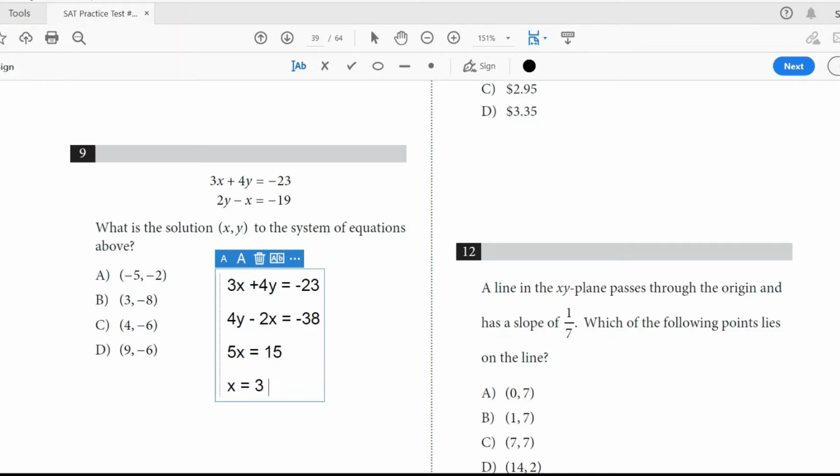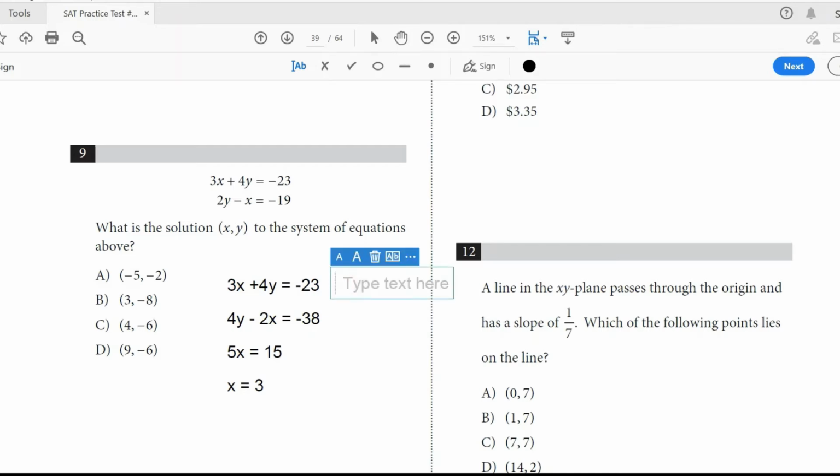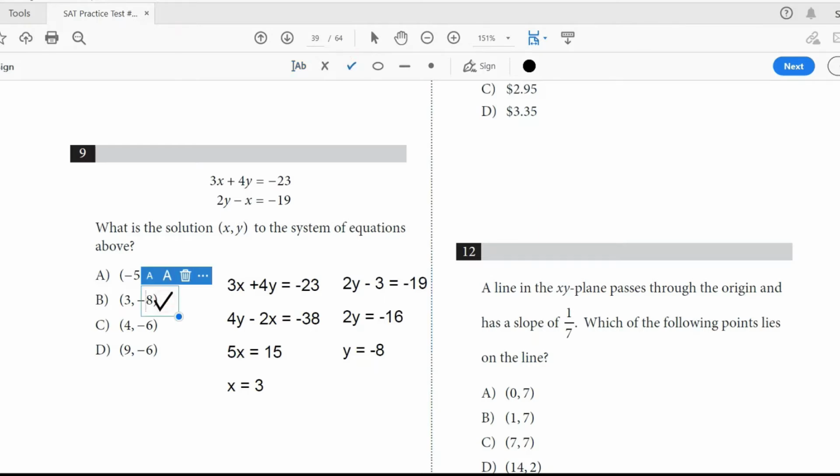From this alone, we can conclude it's B, but just to check our answers, we'll input 3 in any of these equations. Since x is just this part, it's quite simple to input in the second equation. So 2x minus 3 equals -19. If we add 3 on both sides, we get 2y equals 16, and therefore y equals -8. We'll add a negative here, just in case. And therefore, the answer is B.